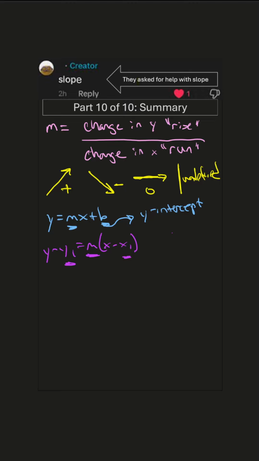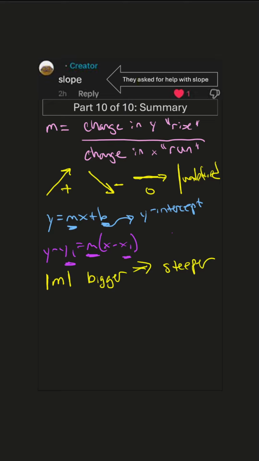And then how about steepness? So if we want to see how steep a line is, we look at the absolute value of the slope. That means we don't care if it's positive or negative, we just look at the absolute value. And if that is bigger, that means the line is steeper.